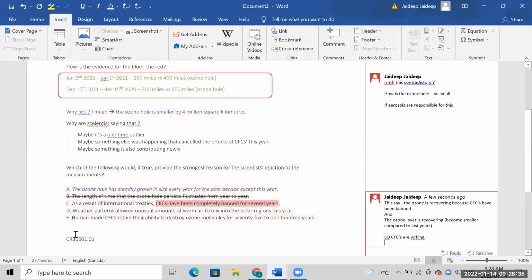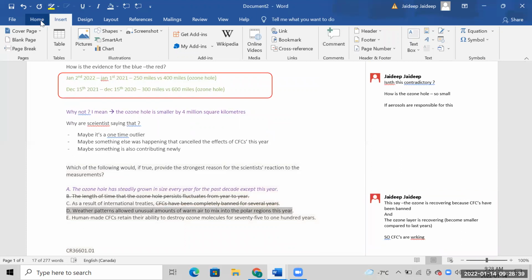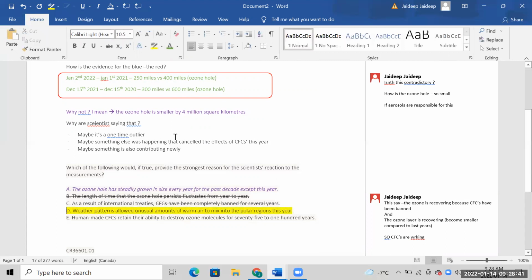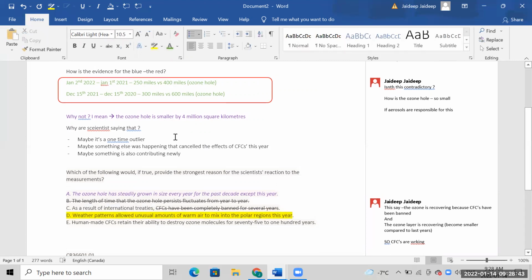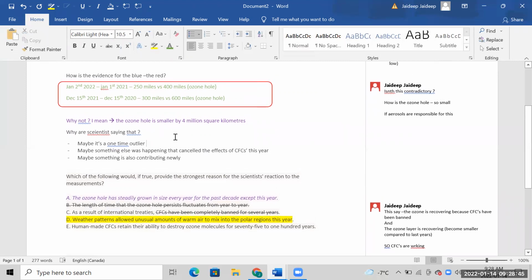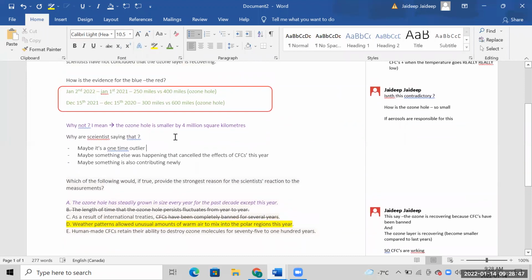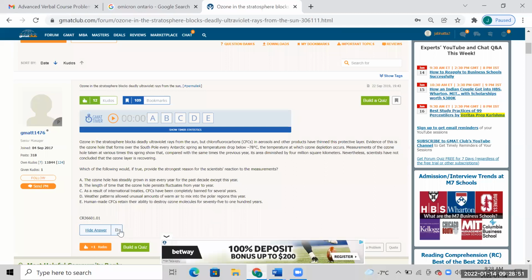Weather pattern. Yeah, this has to be it. Has to be D. Something is strange this year. It's D. Humans retained the destroy for 70 to 100 years. It has to be D. Yeah, it's D.